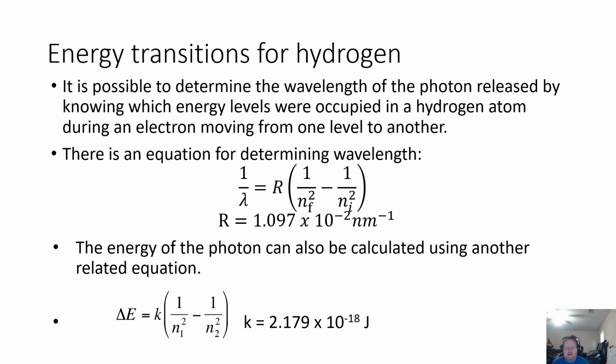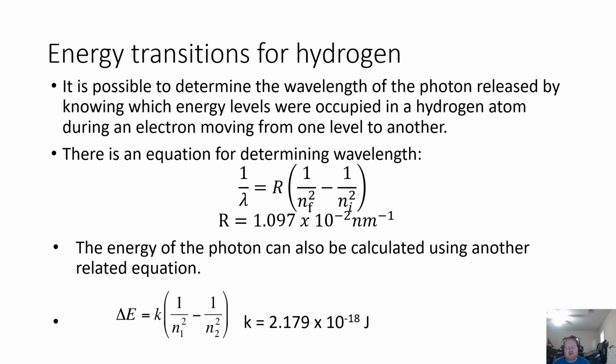It turns out that if we take 1 divided by the wavelength, it's equal to R, a constant called Rydberg's constant, times 1 over the final energy level squared minus 1 over the initial energy level squared. Note that this constant is specific to the atom hydrogen, and that's what we're doing calculations for because this can be done explicitly here.